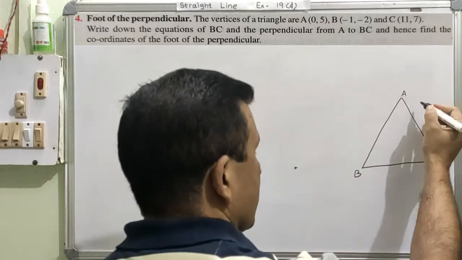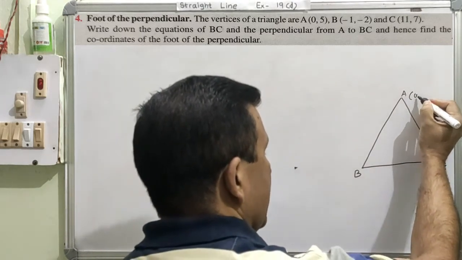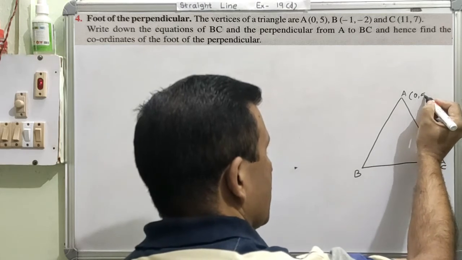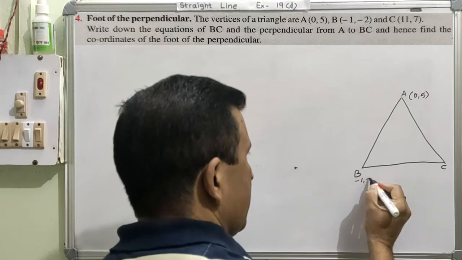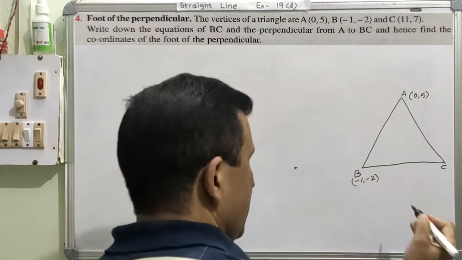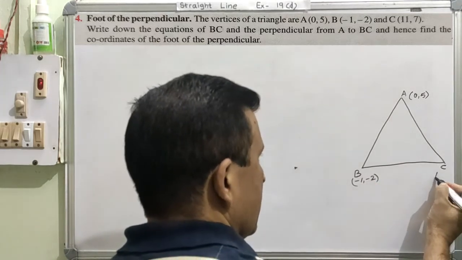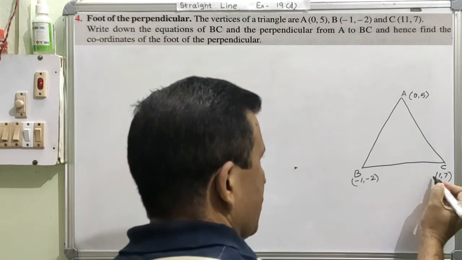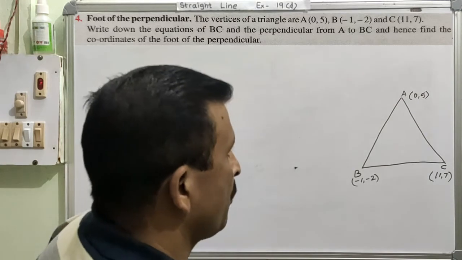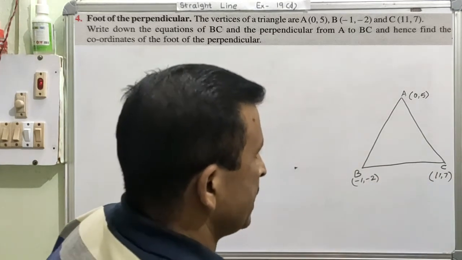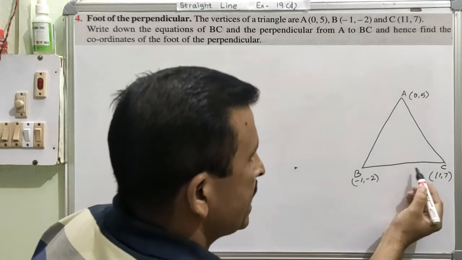We are given the coordinates of the three vertices. The coordinate of A is (0, 5). The coordinate of B is (-1, -2). And the coordinate of C is (11, 7). So the first part of the question is to find the equation for BC.